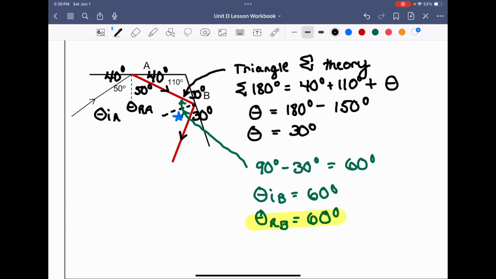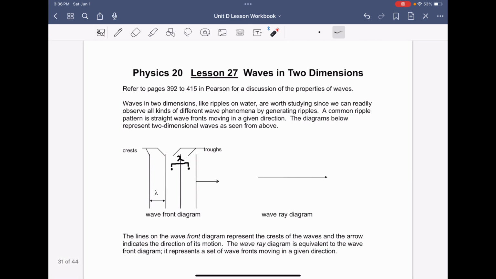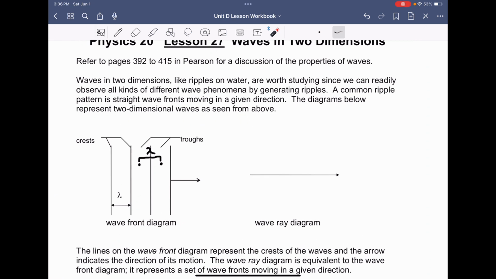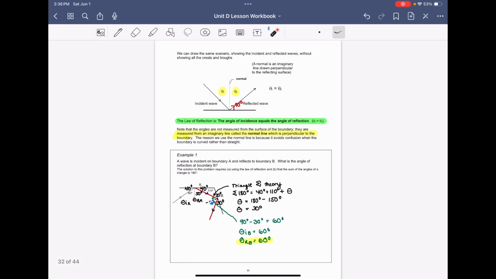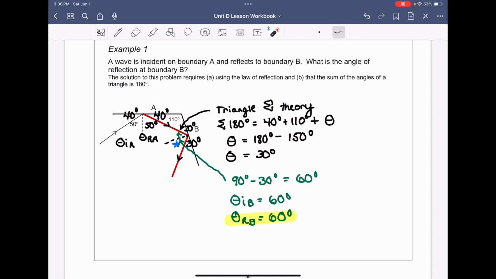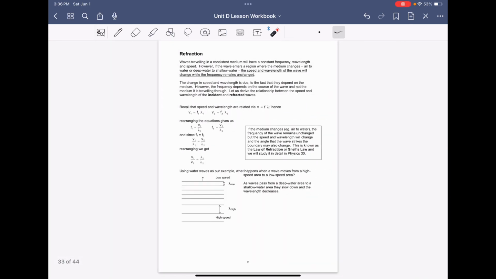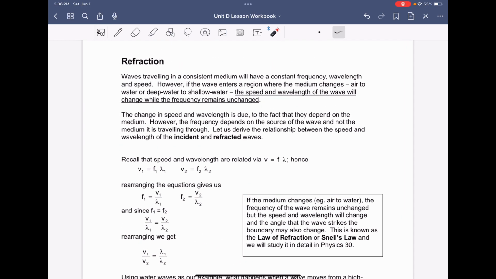So this is one of those properties where we have wave ray diagrams, and I should even go back to the first page. Our wave ray diagram, in comparison to our wavefront, which had a series of lines with white space, has an arrow to represent its motion. A wave ray diagram is simply the vectorial direction of that given wave heading in a specific direction. All right, now let's flip over to what refraction is.